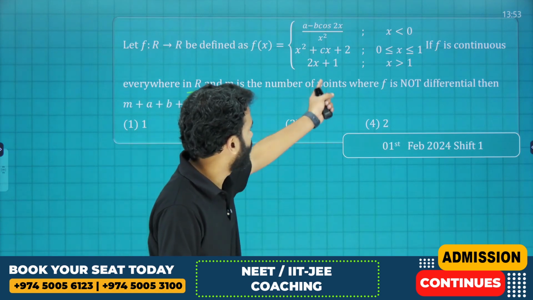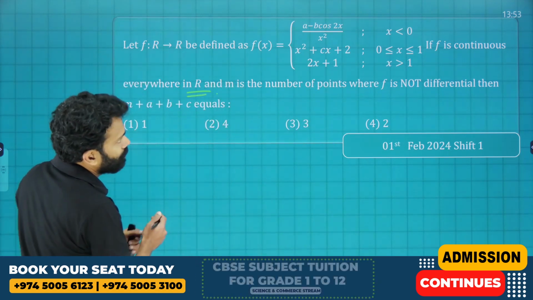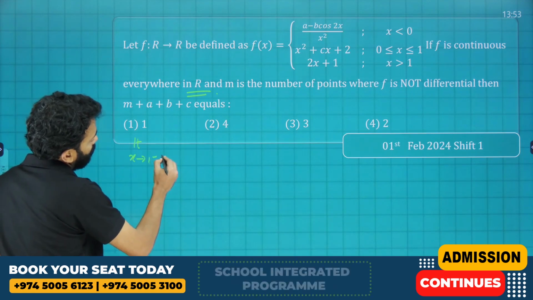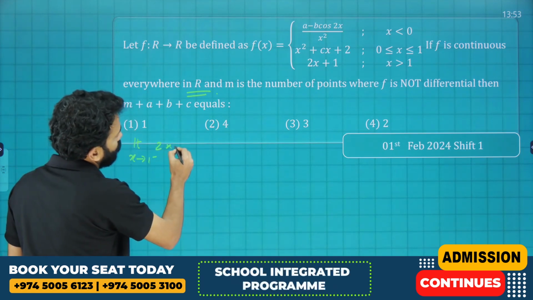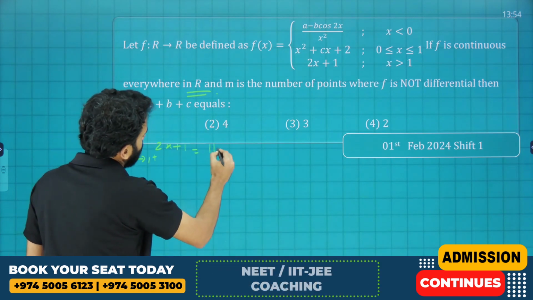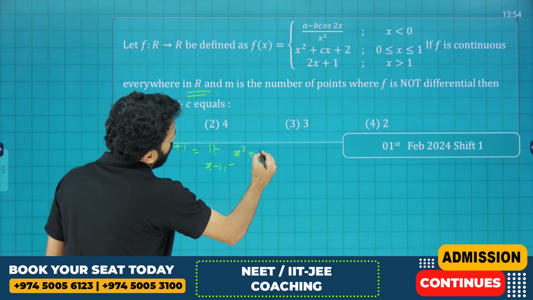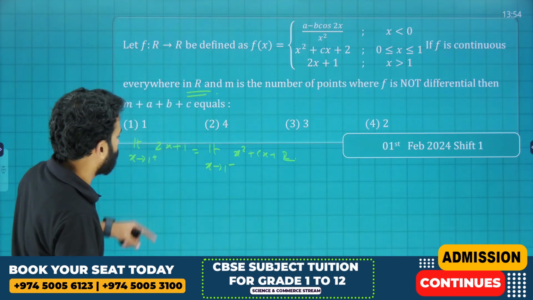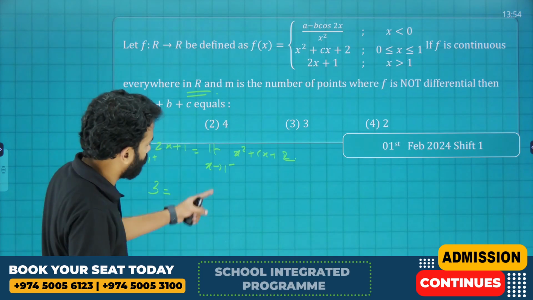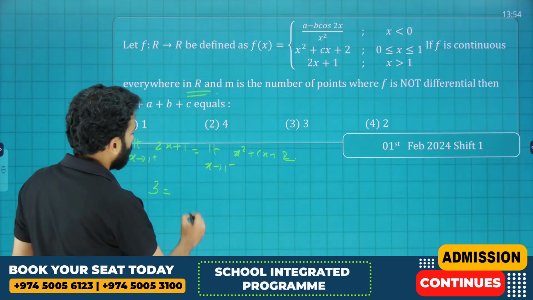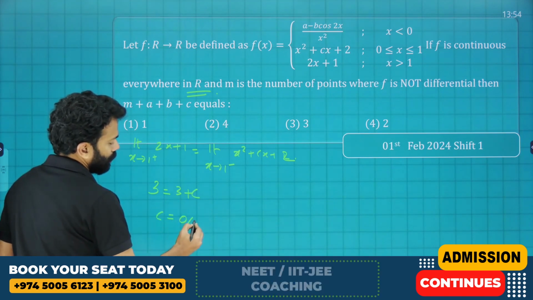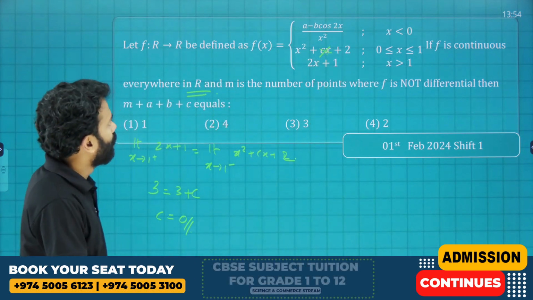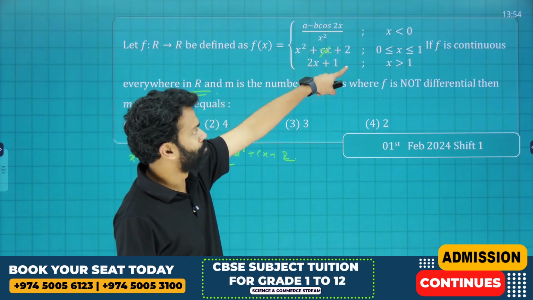Therefore, I'm checking this on the basis of 1 first. Limit x tends to 1 minus f of x, that is 2x plus 1, is equal to limit x tends to 1 plus of x square plus cx plus 2. Therefore this will be 3, and 3 is equal to 3 plus c. Therefore c is equal to 0. Okay, we already got the value of c, that is 0. Therefore, this term won't be there. Then we can formulate it on the basis of 0.